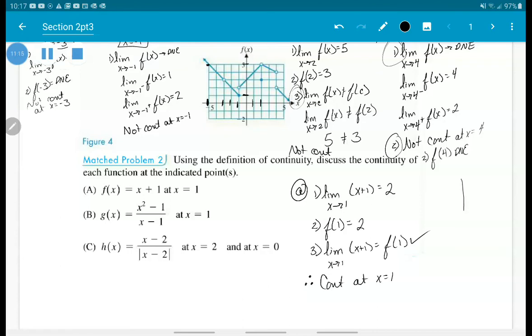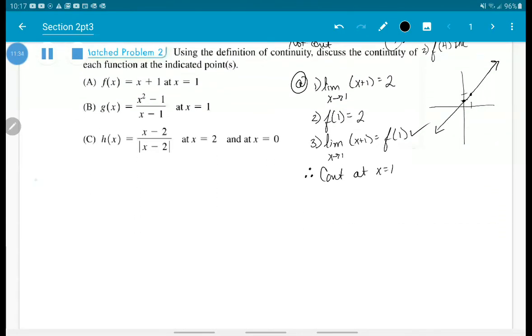Now, that makes sense because this is the equation of a line. It has a y-intercept of 1 and a slope of 1. And we know lines are continuous everywhere. So we're not going to have any problems with continuity here.